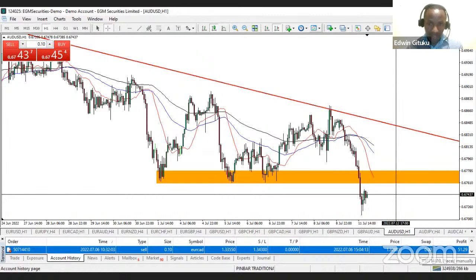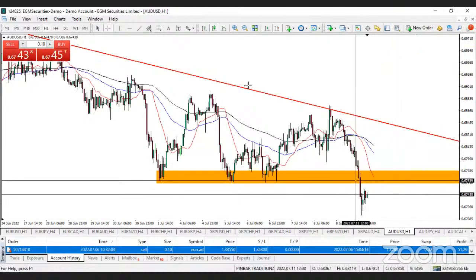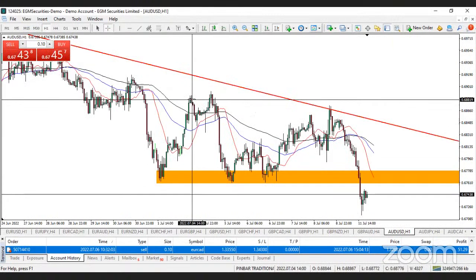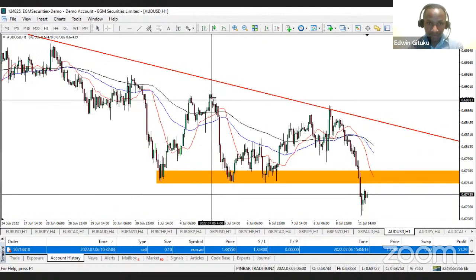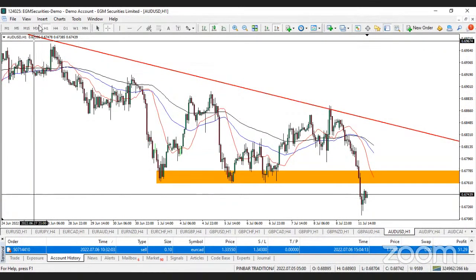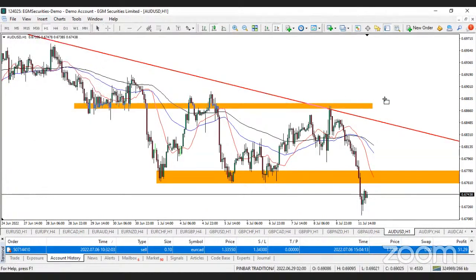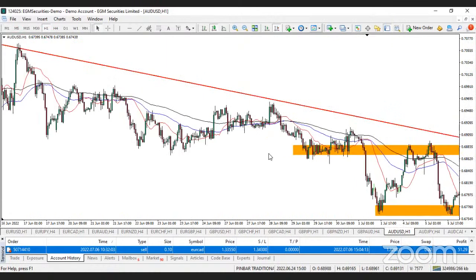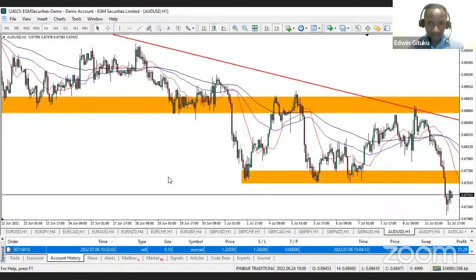Then lastly, we have... Before you go, Edwin, right where you have your crosshair, that one serves as a very good example as well of price pulling off from the previous support turning to resistance. Exactly, that's what I was pointing you to. If you go back a little bit, you can extend that zone. Perfect. Exactly.